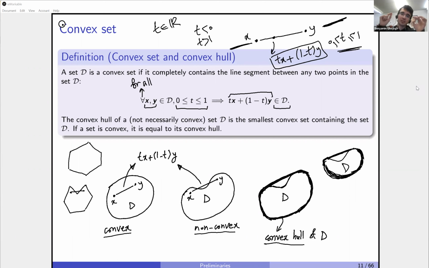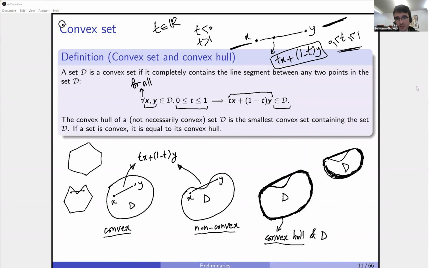For every 2 points that you choose in the set, when you draw a line between these 2 points, all the points on the line should lie in the set. Then that set is a convex set. In simple words, a convex set is a bumpy set, so it doesn't have some deviation such as this. If we have that, we can find 2 points, and when we connect them, a part of this line is not within this set. So this is not a convex set.